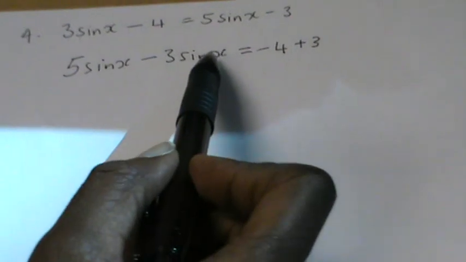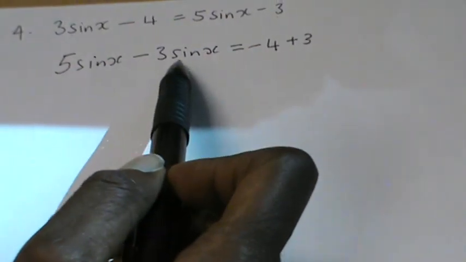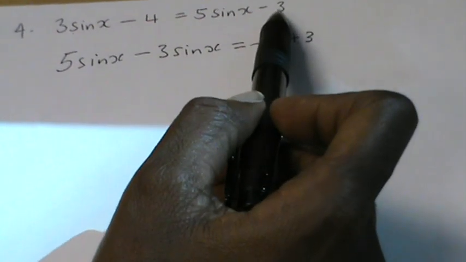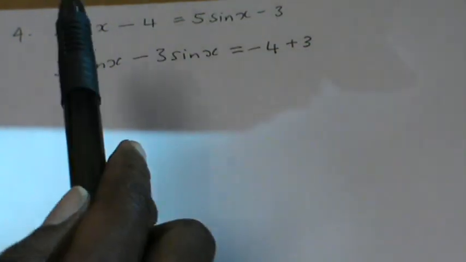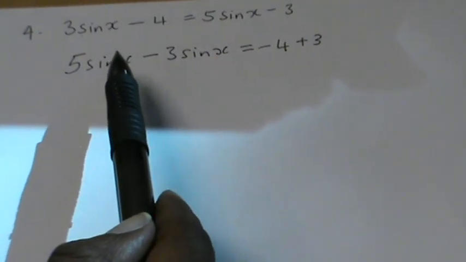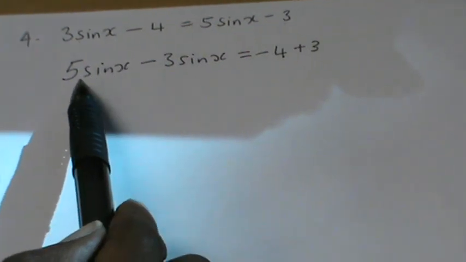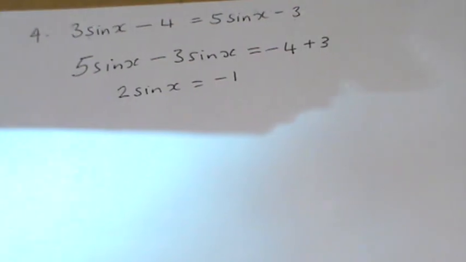So you can see this 3 sine x went to the other side, that's why it's negative, and then this minus 3 went to the other side, that is why it is positive now. So here I have 5 sine x minus 3 sine x. I'm just counting how many sine x's do I have. If I have 5, then I subtract 3, I should have 2 of them left, so it's 2 sine x. And then here I have minus 4 plus 3. You should know this is equal to minus 1.